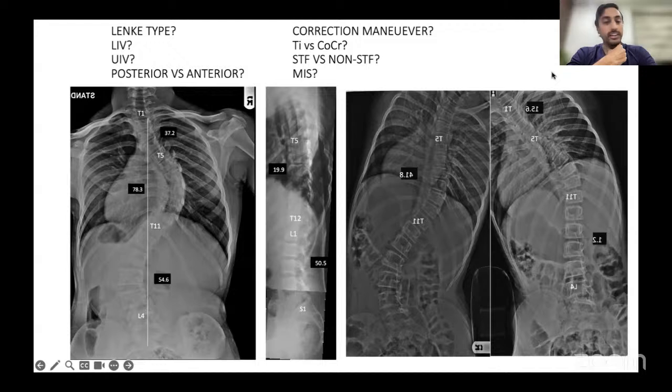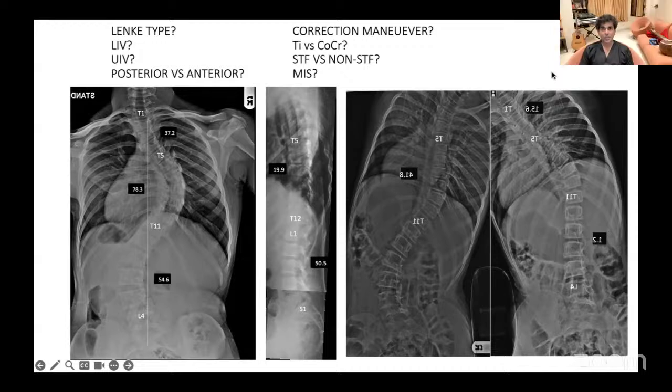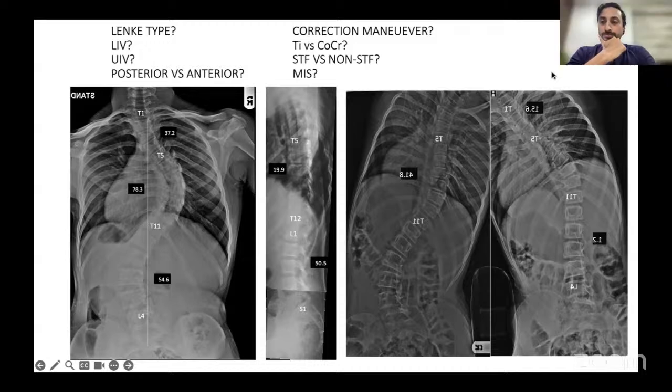And any takers for anterior correction for these curves? I have no personal experience with anterior, but I guess it works as well because it's an EV to EV fixation and great correction. Ajay sir? No, I have no experience with anterior. My anterior is basically for neurofibromatosis and things like that.